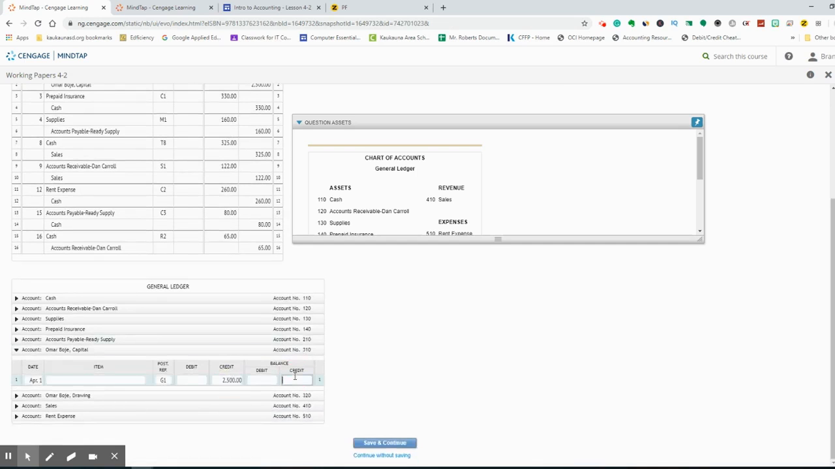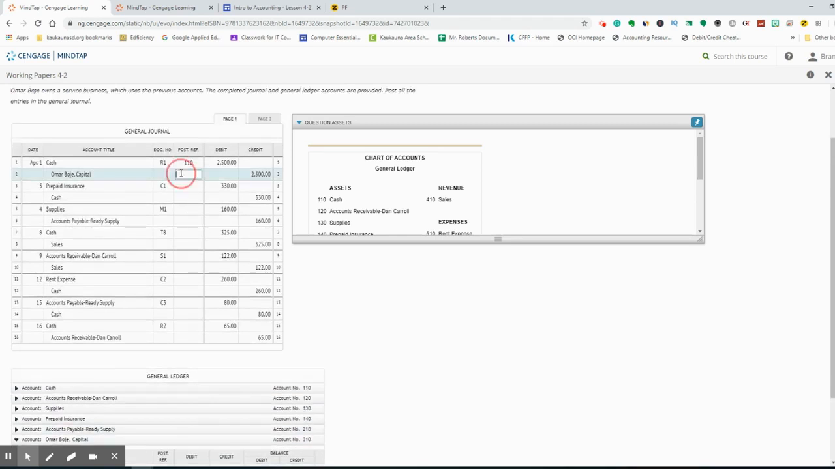There we go. And now we're going to write down the balance. So this balance starts at 0. So now it's going to have a credit balance of $2,500. We just transfer that over. And the last thing is put the post reference account number, which is 310, up here in our journal. There we go. So this transaction is all complete.